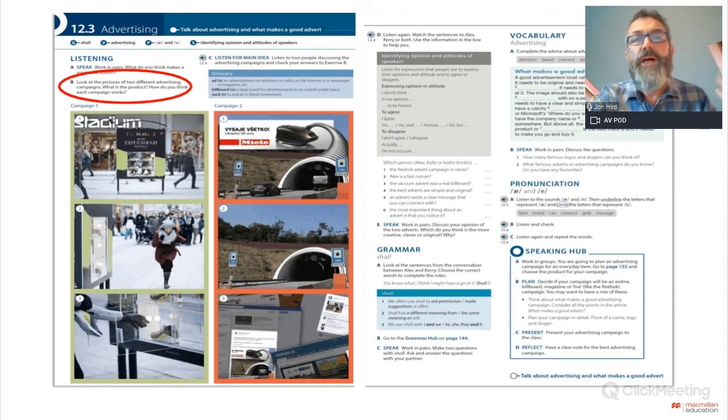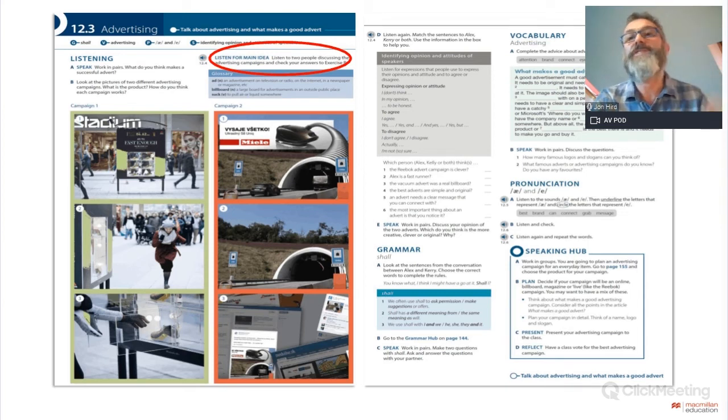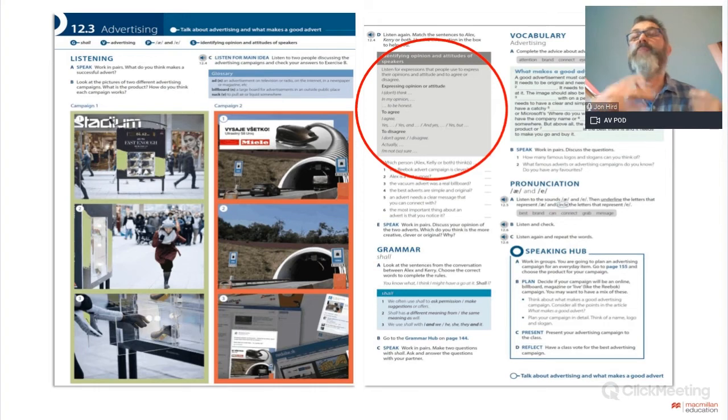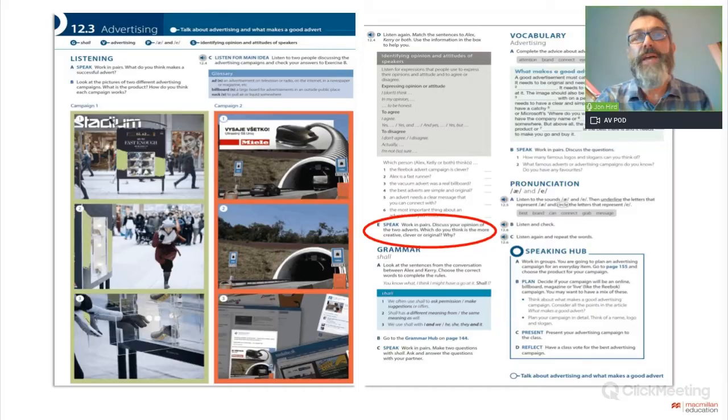Okay, so the students can speculate, then they listen to two people discussing the ads. Okay, and that gives them the answer. They can check their ideas. The listening exercise contains some opinion language, and then they can move on to the question that I showed you a few minutes ago. Discuss your opinion of the ads. Which do you think is the more creative, clever, or original? Okay, so we build up to the actual exercise. It's not cold. They should be loaded with some vocabulary, some language, some opinion language, some ideas, and so on and so on.